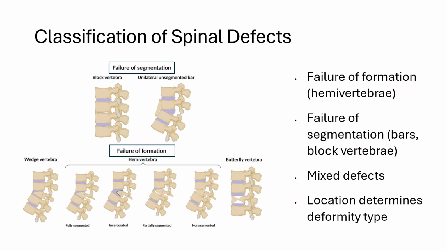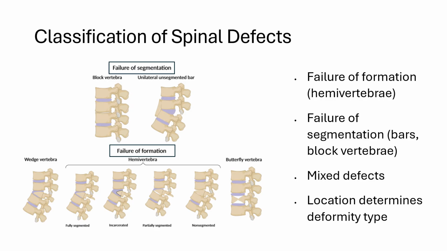Failure of segmentation produces bars or block vertebrae, where adjacent vertebrae fuse together abnormally. Think of this as building blocks that stick together when they should remain separate. These fused segments create areas of reduced flexibility and can lead to compensatory curvature in adjacent spinal regions. Mixed defects combine both formation and segmentation failures, creating complex patterns that can be challenging to predict and treat.